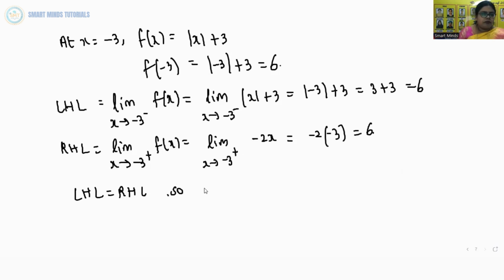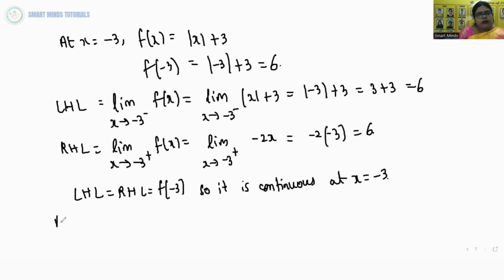And this is equal to f of minus 3. Left hand limit is equal to right hand limit, and that is equal to f of minus 3. So it is continuous. So it is continuous at x is equal to minus 3.